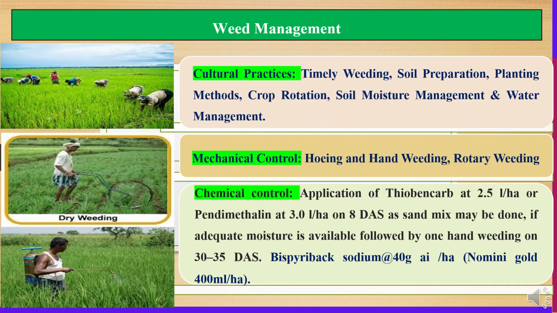This helps to control weeds early in the crop's growth stage. The application should be followed by one-hand weeding at 30 to 35 DAS to manage any remaining weeds and ensure the crop remains competitive. Bispyribac sodium: apply bispyribac sodium at 40 gram active ingredient per ha or Nominee Gold at 400 milliliters per hectare when weed pressure is high. Healthy growth and prevent stress.